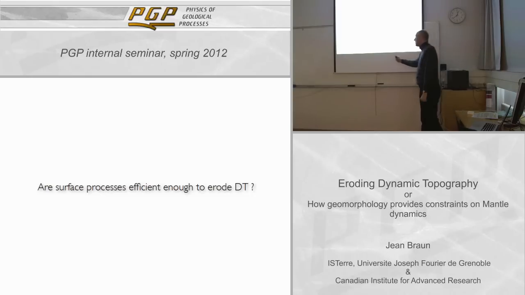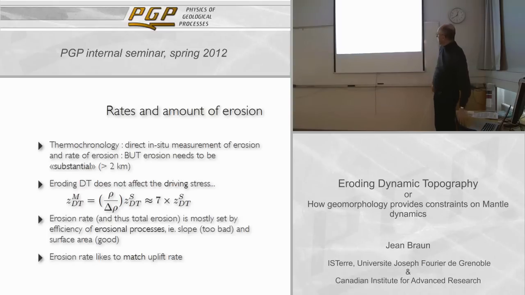So, if we need to erode it, the question is, are these long wavelength dynamic topography signals the right length scale or height scale or duration, whatever, to produce sufficient erosion so that we can actually document that? So, are surface processes, erosion by all sorts of means, efficient enough to erode dynamic topography? Okay.